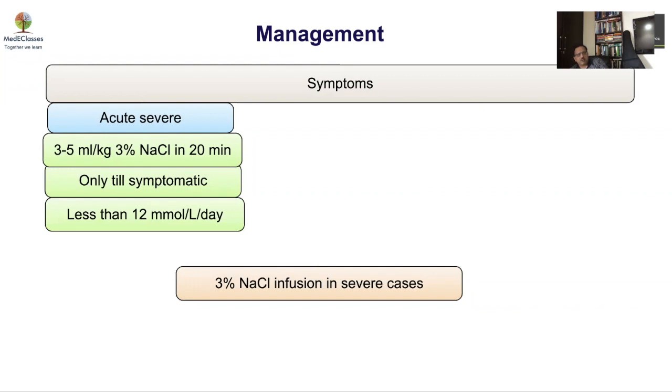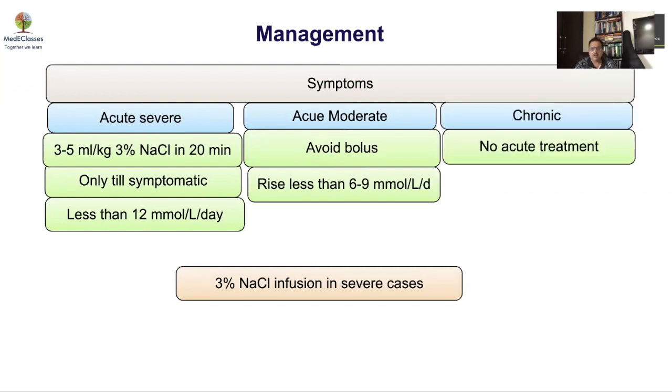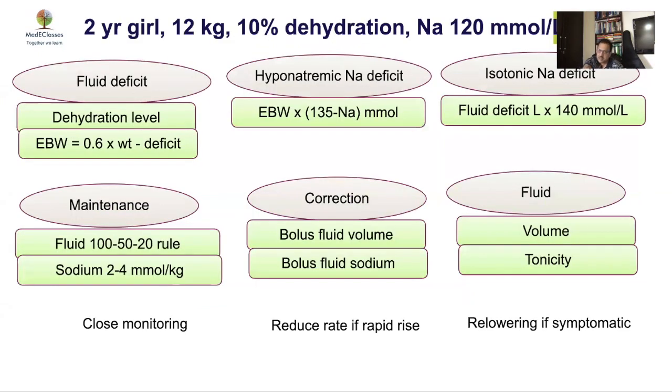Aim is not to increase by more than 12 millimoles per liter per day. If it's acute moderate, we have to avoid bolus. Rise is less than 6.9. If it's chronic, we don't give acute treatment, and rise is less than 6 millimoles per liter per day. So there are different ways in which you can treat, and there are different formulas which you can use for correction of dehydration.